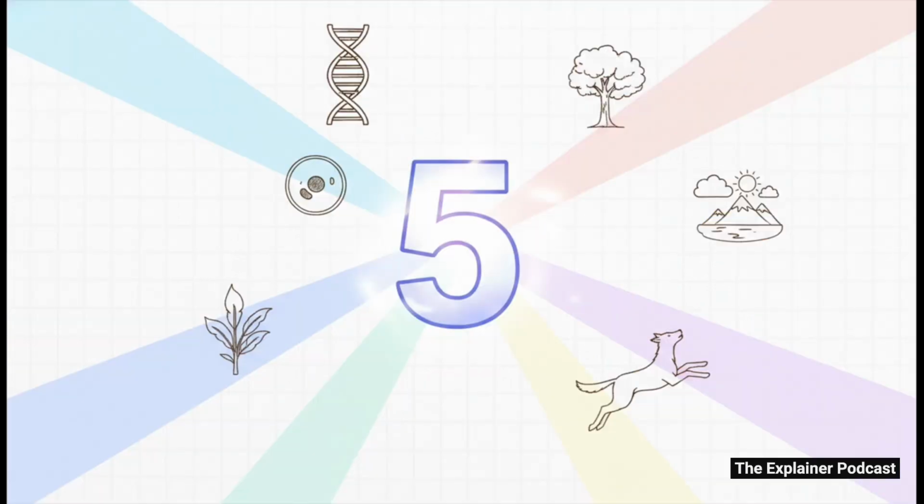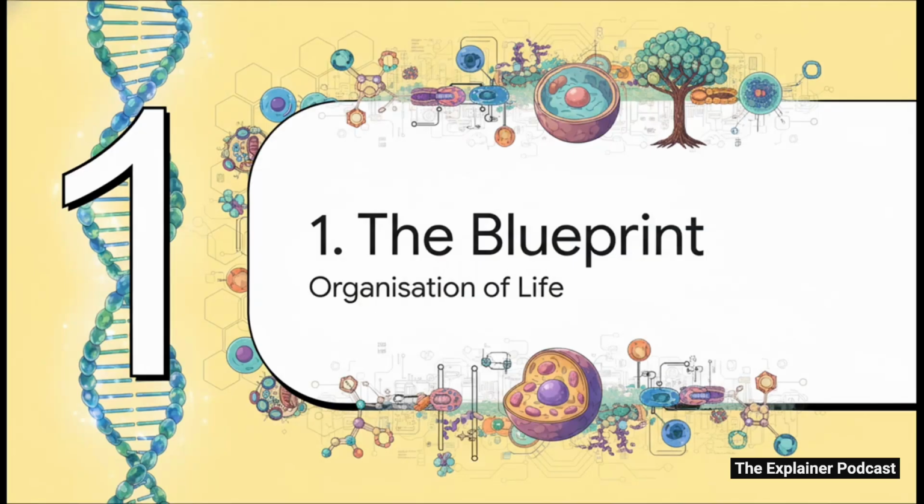Well, it turns out the answer is actually beautifully simple. Biology, with all its mind-boggling complexity, is really just built on a foundation of 5 core unifying themes. And once you get these, you basically have the toolkit to understand the entire living world. All right, so where do we even start with all this diversity? We start with the first theme, the basic blueprint of life.